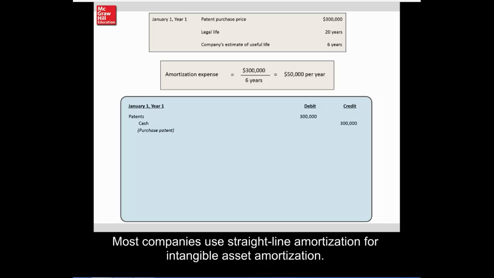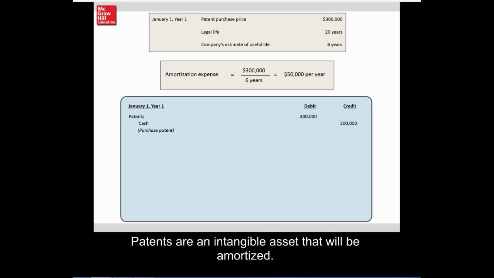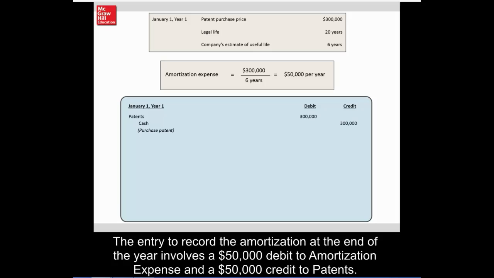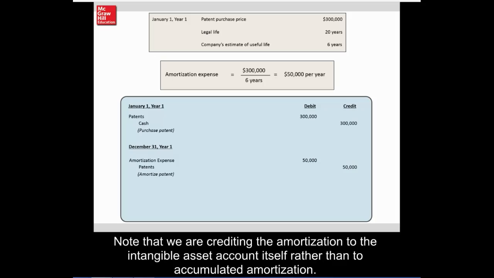Most companies use straight-line amortization for intangible asset amortization. Patents are an intangible asset that will be amortized. The entry to record the amortization at the end of the year involves a $50,000 debit to amortization expense and a $50,000 credit to patents. Note that we are crediting the amortization to the intangible asset account itself rather than to accumulated amortization.